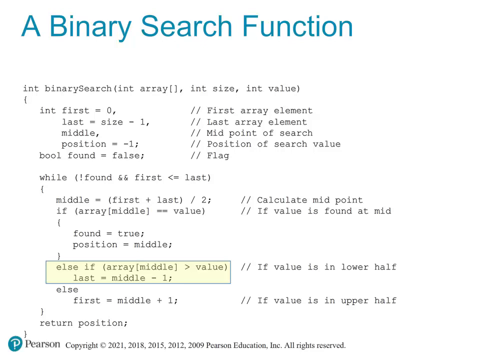If array subscript middle is greater than value, we adjust last to middle - 1, essentially ignoring the upper half of the current segment. Otherwise, we set first to middle + 1, focusing on the upper half of the array. The function ultimately returns position, which will indicate where the value is located in the array, or -1 if not found.